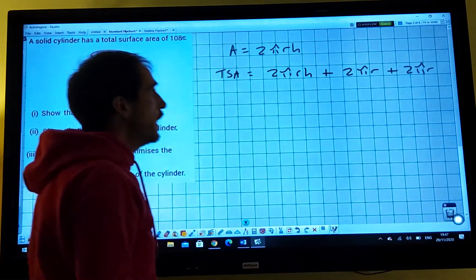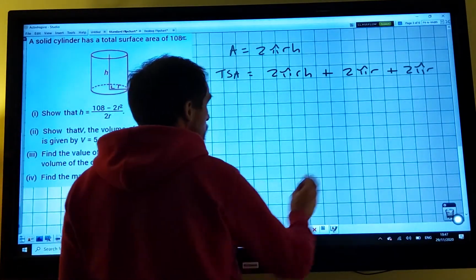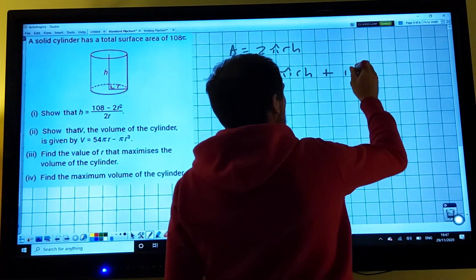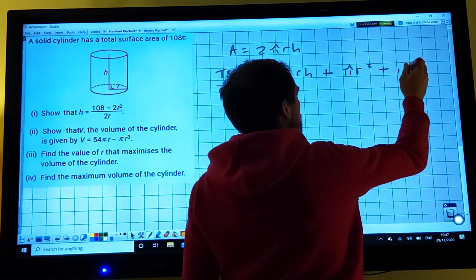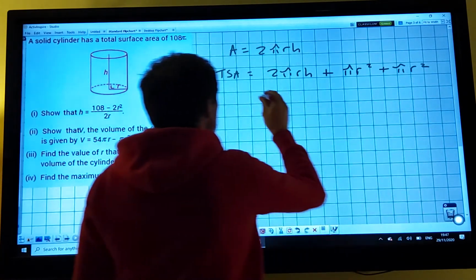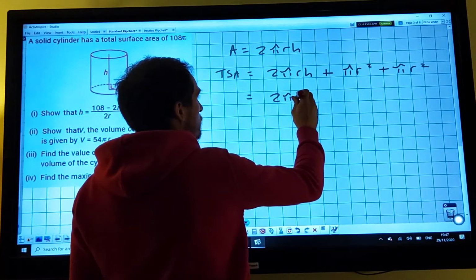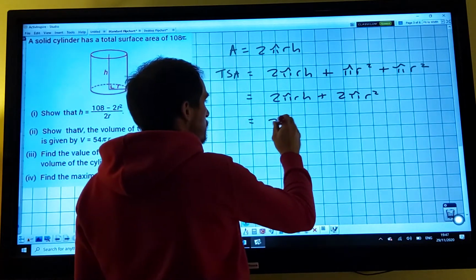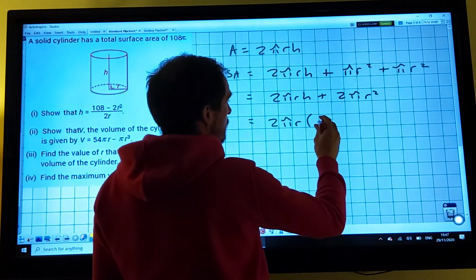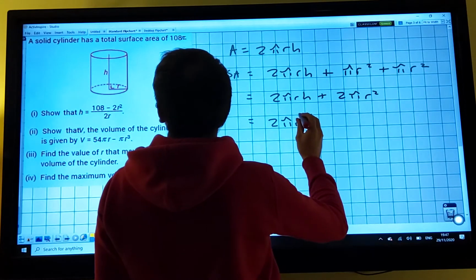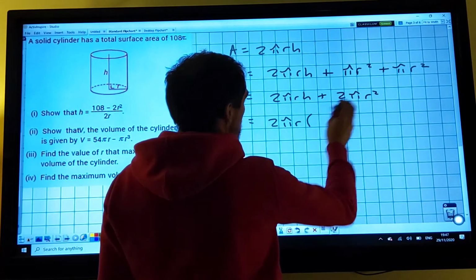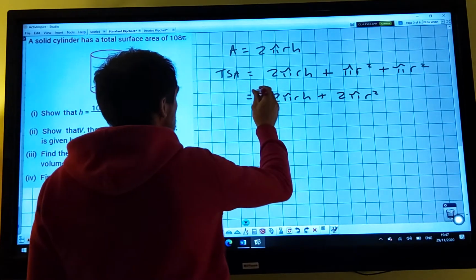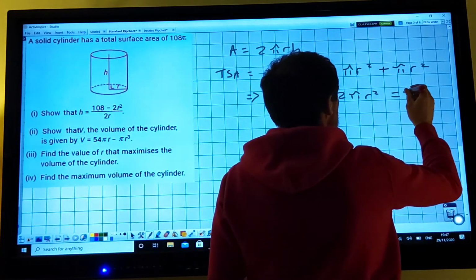Because that's the plus pi r squared, the area, not circumference. So it's the area formula. So it's plus pi r squared plus pi r squared. So that's equal to 2 pi r h plus 2 pi r squared. Now, that can be written as, let that equal 108 pi.